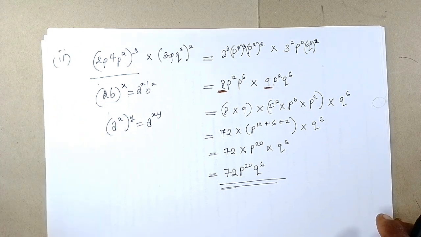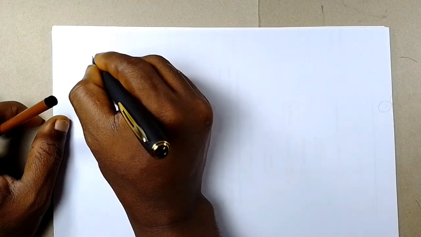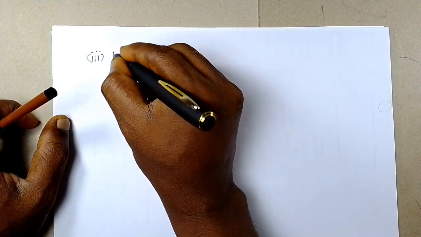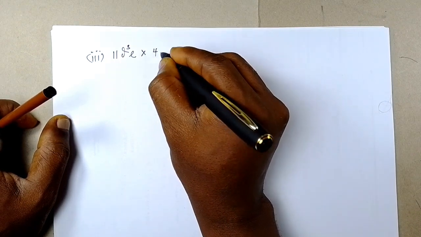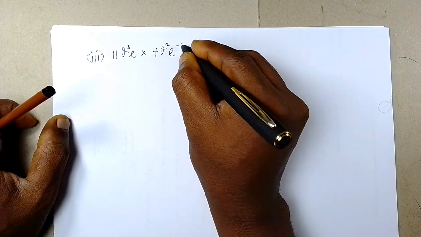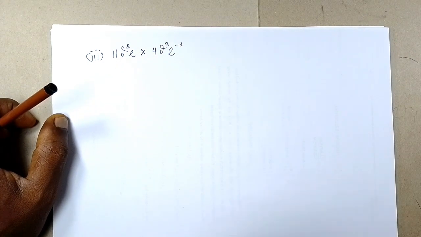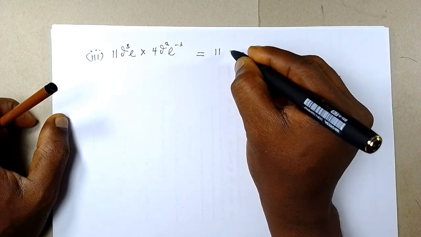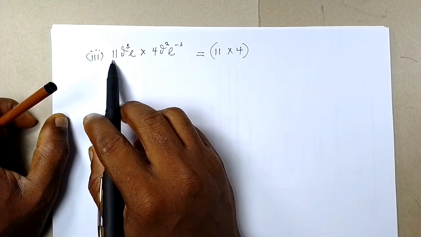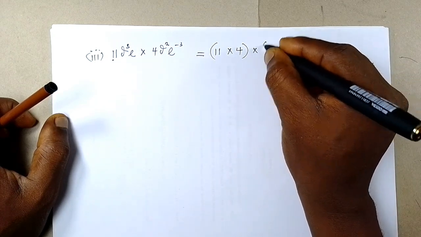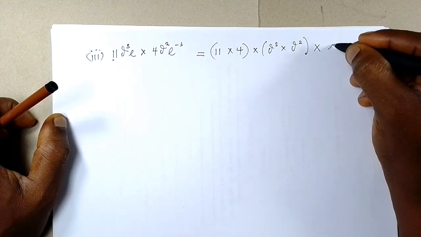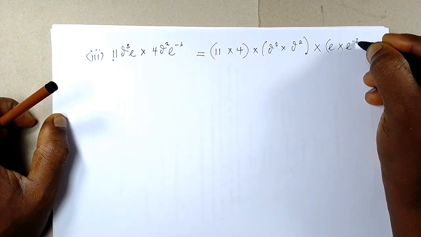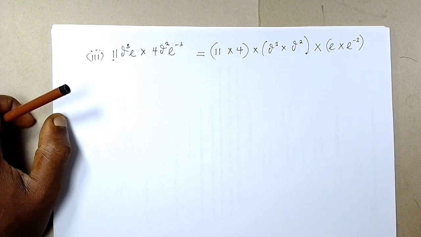Now, I would want you to go over this again and see how that was done. Let's go to number 3. For number 3, we have 11d raised to power 3 e times 4d squared e raised to power minus 3. Okay, so we are asked to simplify these. So how do we simplify? I'm going to take numbers to numbers, that is like terms. So 11 times 4, I'll take in one bracket, times d raised to power 3 times d raised to power 2. I'll take in another bracket, times e raised to power e times e raised to power minus 3 in one bracket. So that is what I'll do.